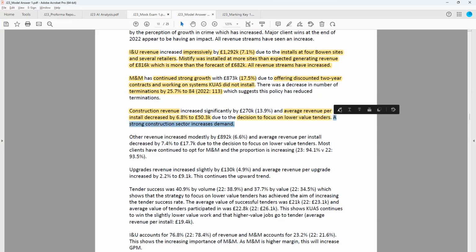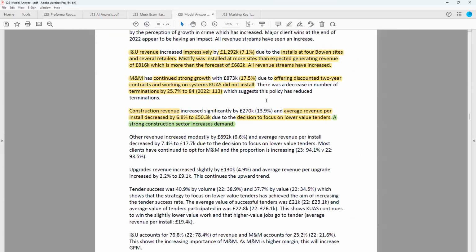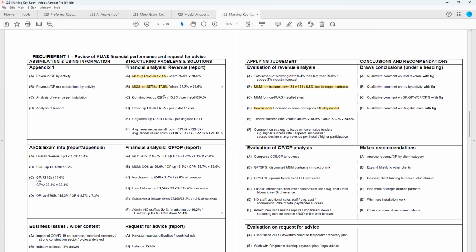And then here I've got a context point. So you don't need it at the end of every mini paragraph, but at least after like 4 or 5, you should have a good context point. And of course, some of these are identifiable from the AI, really, about the strong construction sector. And we'll come back to overall revenue where there are some there as well. So you can see that, construction with the number.